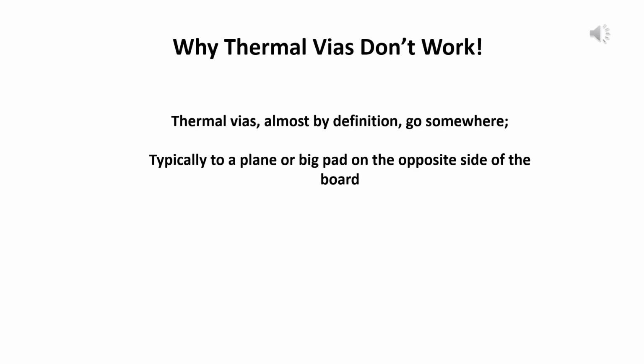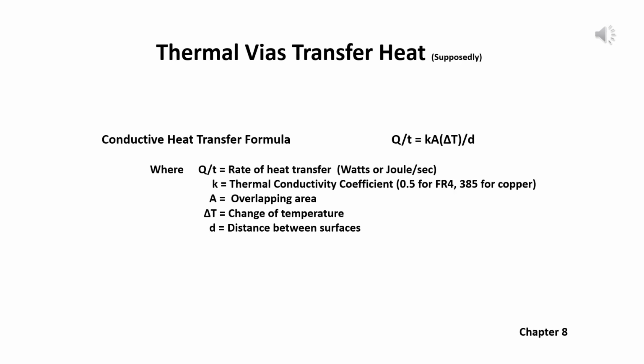Simulations are helpful in showing us why thermal vias don't work. Thermal vias, almost by definition, go somewhere. Typically, they go from a heated pad on the top of the board to a plane or a large pad on the opposite side of the board. The thermal vias transfer heat, supposedly, from the top to the bottom of the board.